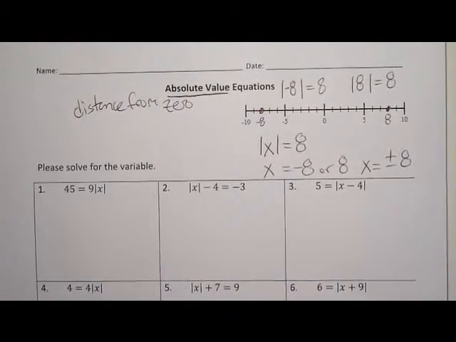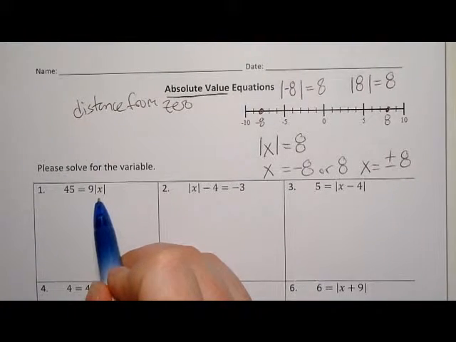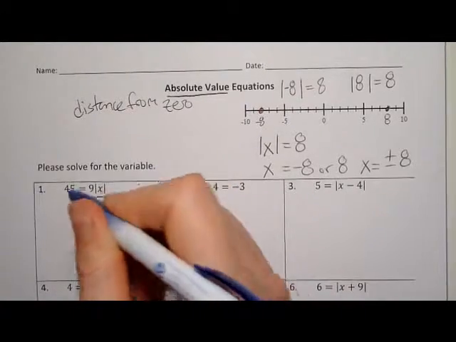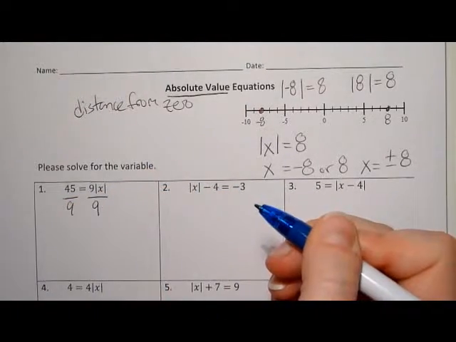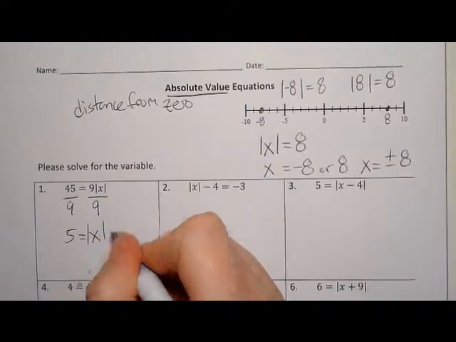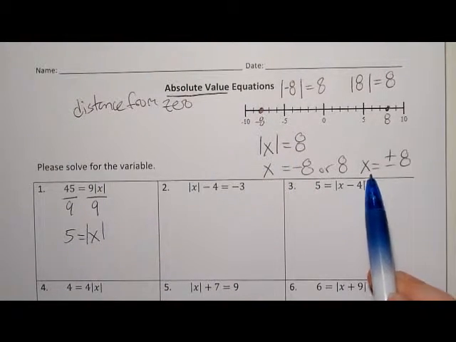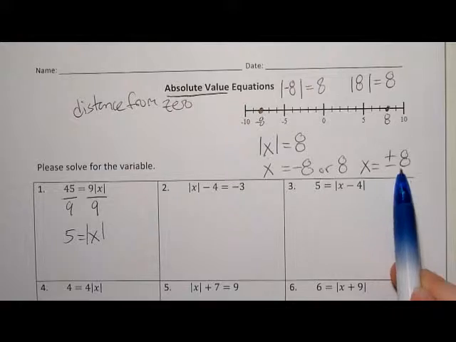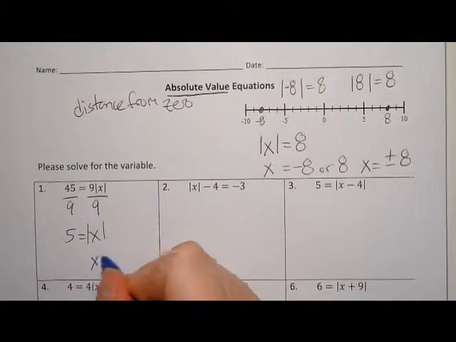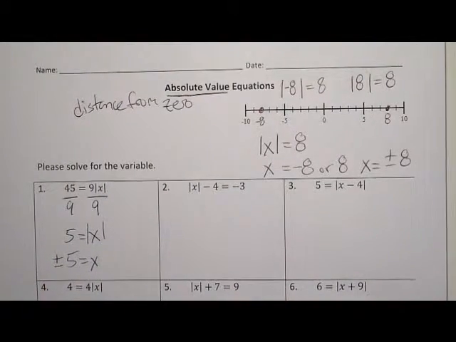When we're solving an equation, we might have some multiplication times our absolute value of x. Just like a normal linear equation, we undo multiplication with division. So we divide both sides by 9, and we get 5 equals the absolute value of x. To get rid of absolute value signs, we say that x is positive, negative, that number. So to get rid of these absolute value signs, I'm going to have x equals positive, -5. And that's my final answer.